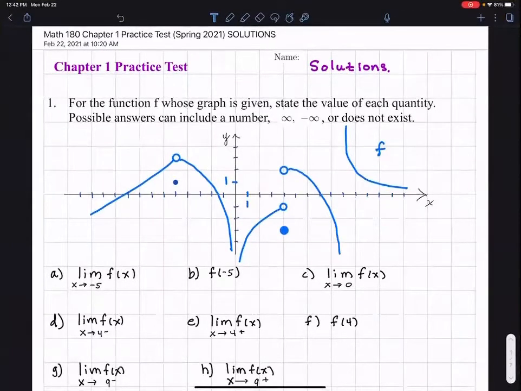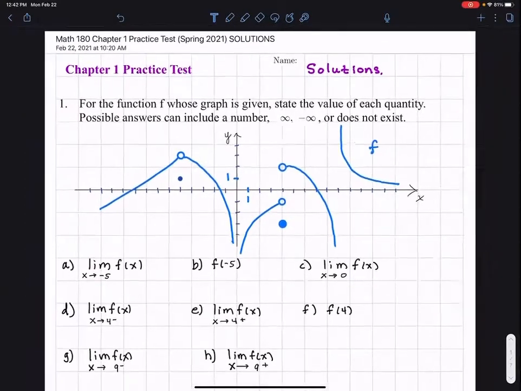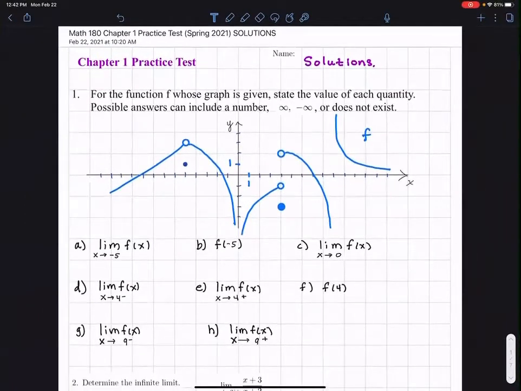Okay, we're looking at the Chapter 1 practice test. This is Chapter 1 from OpenStax Calculus Volume 1. I think it would be sort of fun if we could try to work this out together as a group.